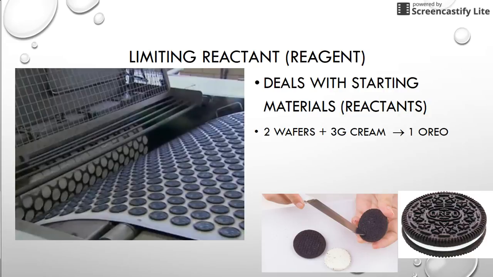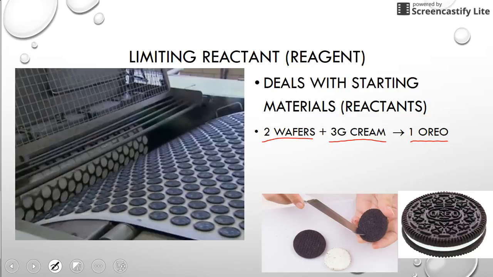Everyone is familiar with Oreos, and an Oreo has an equation: 2 wafers and ballpark 3 grams of cream. You put all that together and you get 1 Oreo. So if you don't have cream, you can't make an Oreo. And if you don't have wafers, you can't make an Oreo. People understand that. But the question becomes, if you have a bunch of wafers and a bunch of cream, how many Oreos can you get?